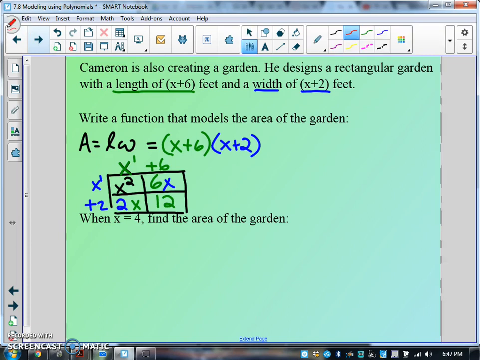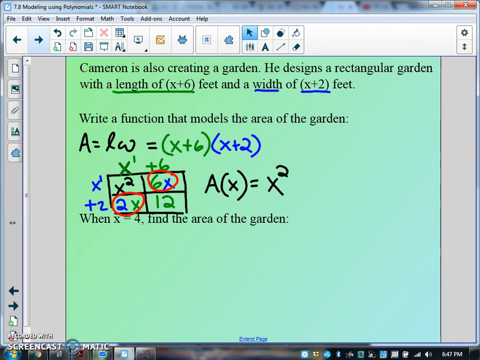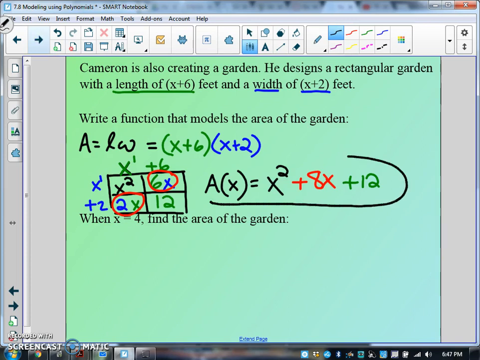I notice I have like terms of 6x and 2x, so I can combine those. Those are going to be 8x. So ultimately, my area as a function of x is going to be equal to x squared plus 8x plus 12. So I've come up with a function that models the area of the garden that Cameron is looking to build. And again, A of x is equal to x squared plus 8x plus 12.